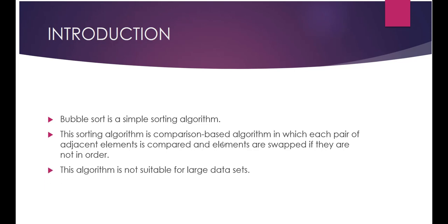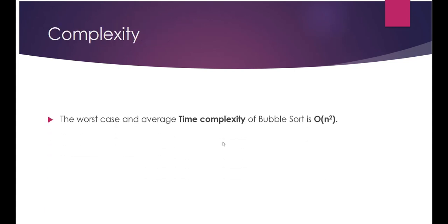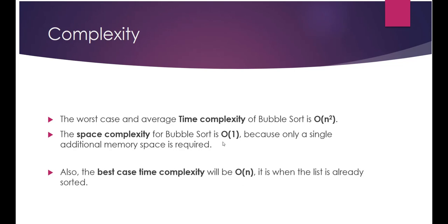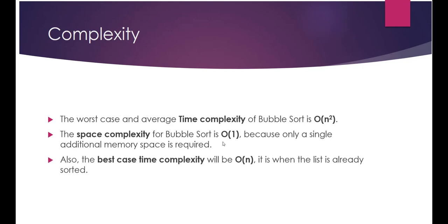This algorithm is not suitable for large data sets. Let's discuss its complexity. The worst case and average time complexity of bubble sort is O of n square. The space complexity for bubble sort is O of 1 because only a single additional memory space is required. Also, the best case time complexity will be O of n. It is when the provided array is already sorted.